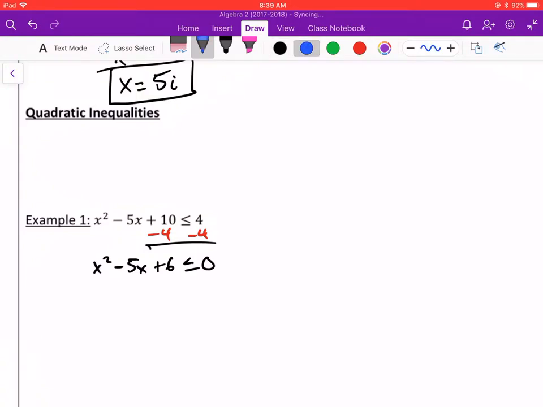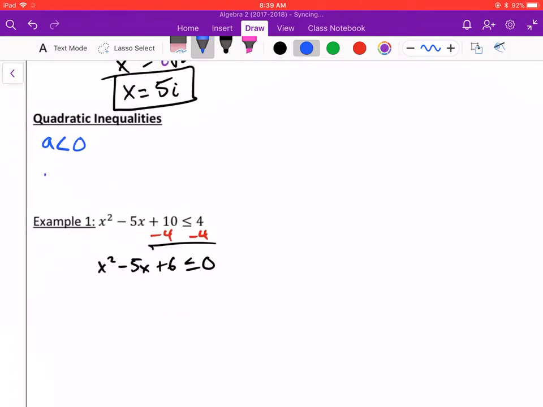Now we know how this graph is going to look. A couple of things you need to know. Does the graph open up or down? Well, if a is less than 0, that's going to open down, or if a is greater than 0, it opens up. If I look at our graph, a, the number in front, is just 1. So a is equal to 1, that's positive, it's greater than 0, so it opens up.